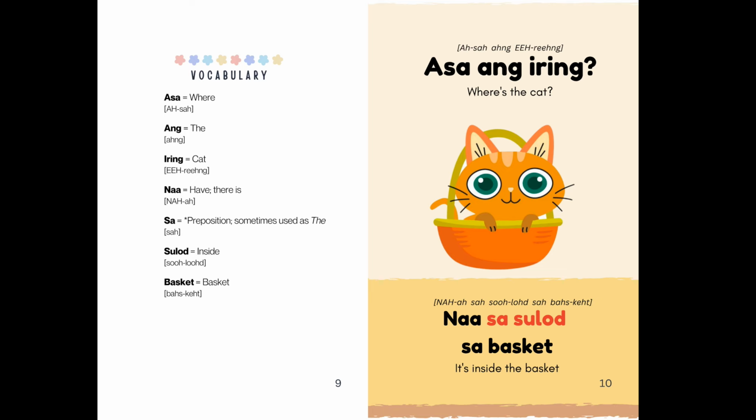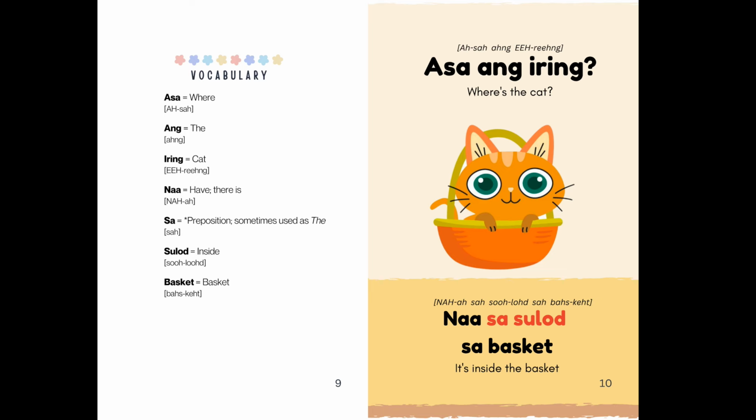Page 10. Asa ang iring? Where's the cat? Naa sa sulod sa basket. It's inside the basket.